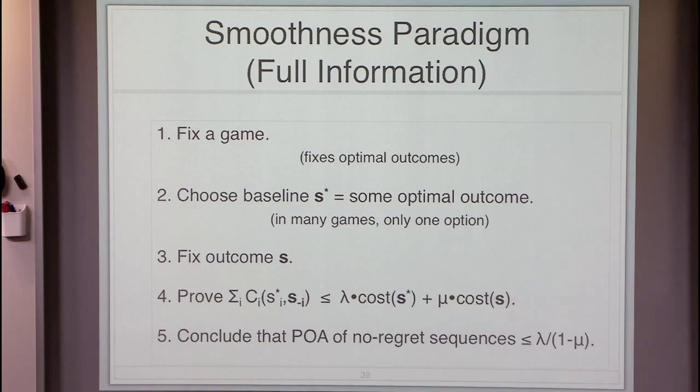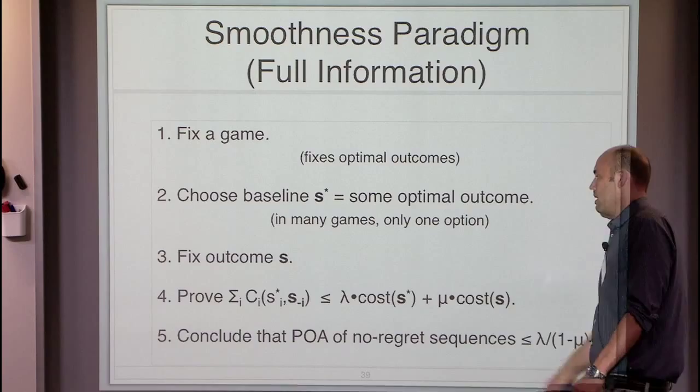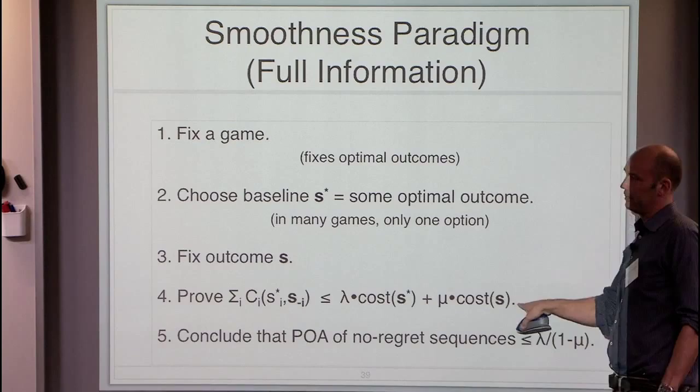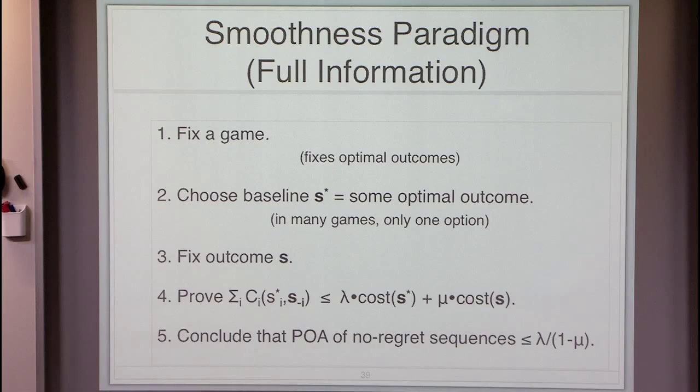So here's what we did in the full information case. So we fixed a game. So back then we were thinking about routing games. We chose baselines, which should be an optimal outcome. And like in a routing game, there's usually no flexibility here. Usually there's just sort of one optimal routing outcome. Then you prove that for all outcomes S, you have this smoothness inequality. Okay, this is the same thing that's up on the whiteboard. And then we proved an extension theorem, which actually says the lambda over 1 minus mu bound holds for no regret sequences. Okay, so that's what we did.